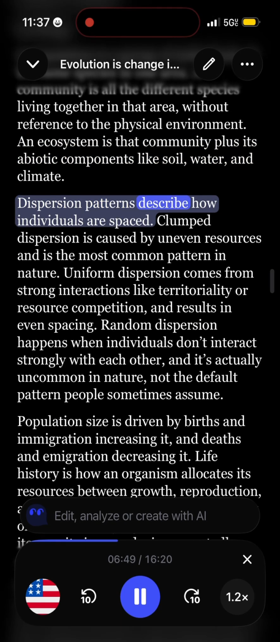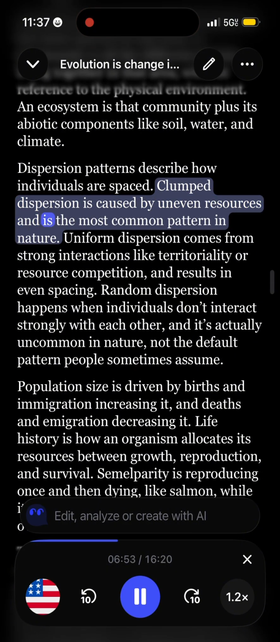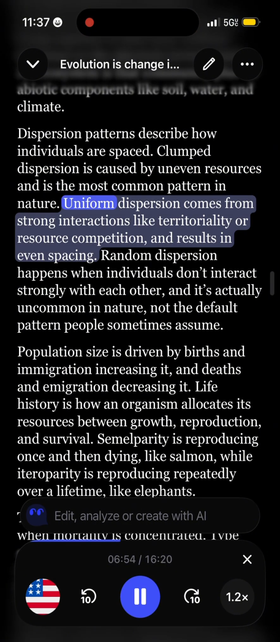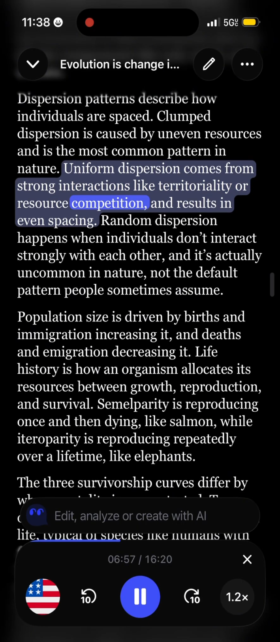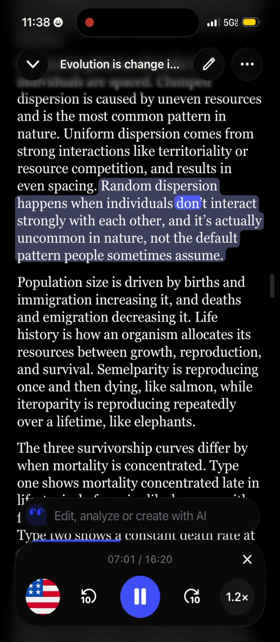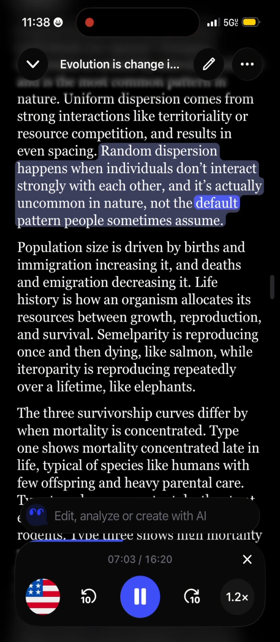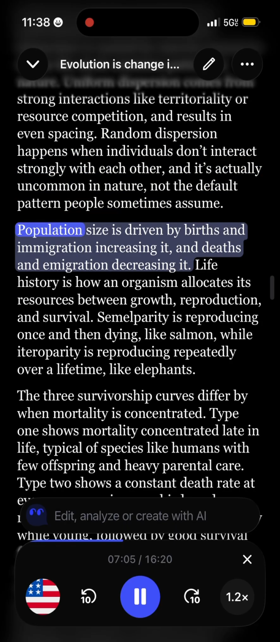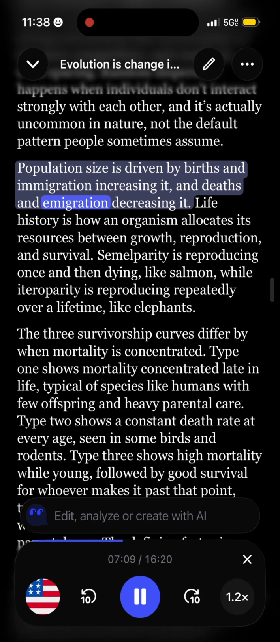Dispersion patterns describe how individuals are spaced. Clump dispersion is caused by uneven resources and is the most common pattern in nature. Uniform dispersion comes from strong interactions like territoriality or resource competition, and results in even spacing. Random dispersion happens when individuals don't interact strongly with each other, and it's actually uncommon in nature, not the default pattern people sometimes assume. Population size is driven by births and immigration increasing it, and deaths and emigration decreasing it.